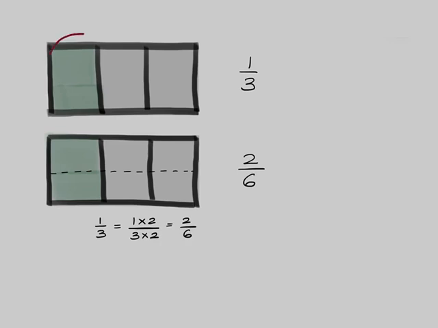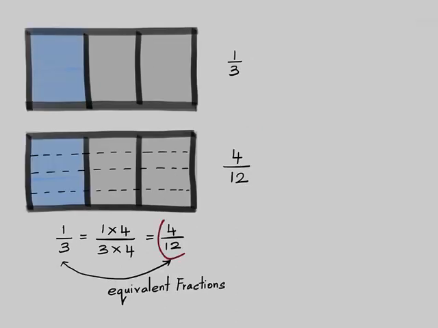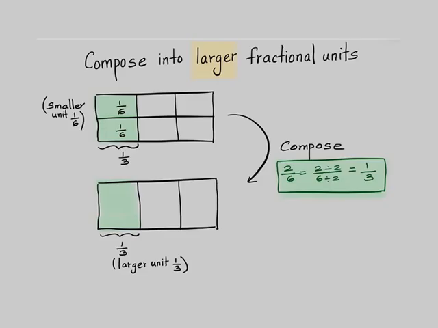So here, fraction 1 by 3 is shown here. And this shows the fraction 2 by 6. 1 by 3 can be called 1/3, and 2 by 6 can be called 2/6. 4 by 12 or 4/12 is an equivalent fraction of 1/3. 2/6 is an equivalent fraction of 1/3.